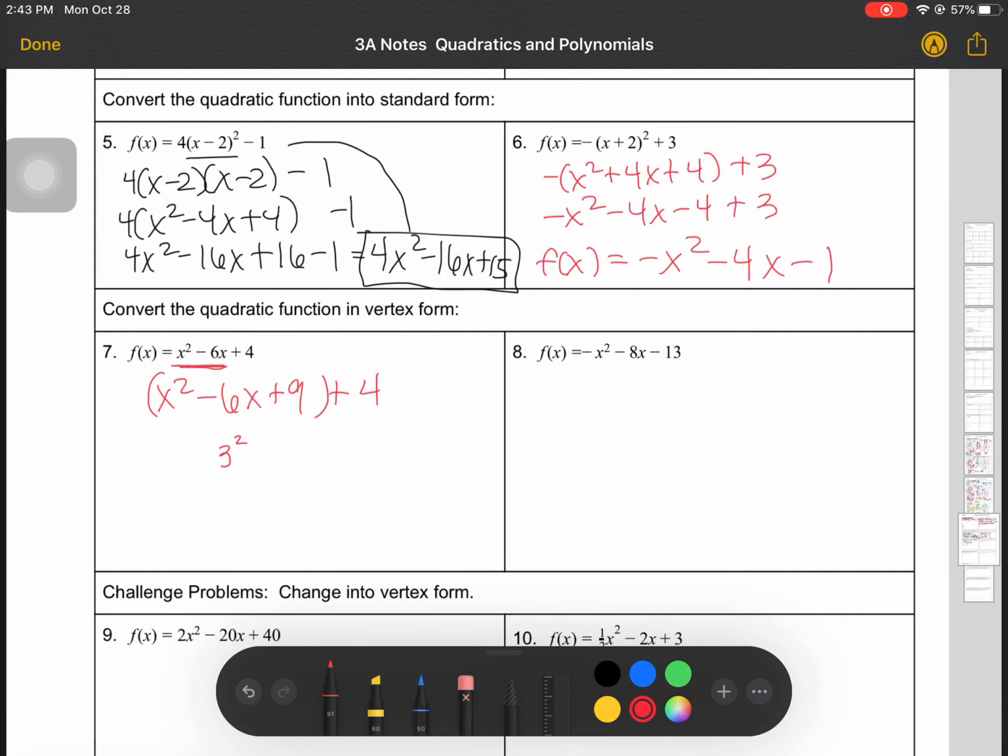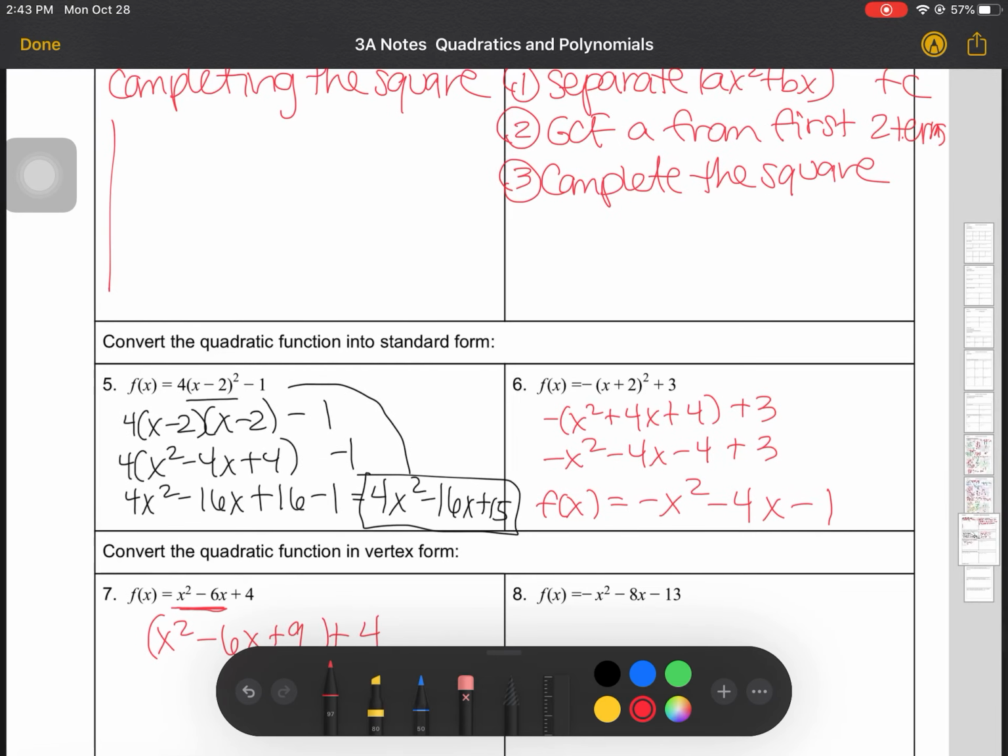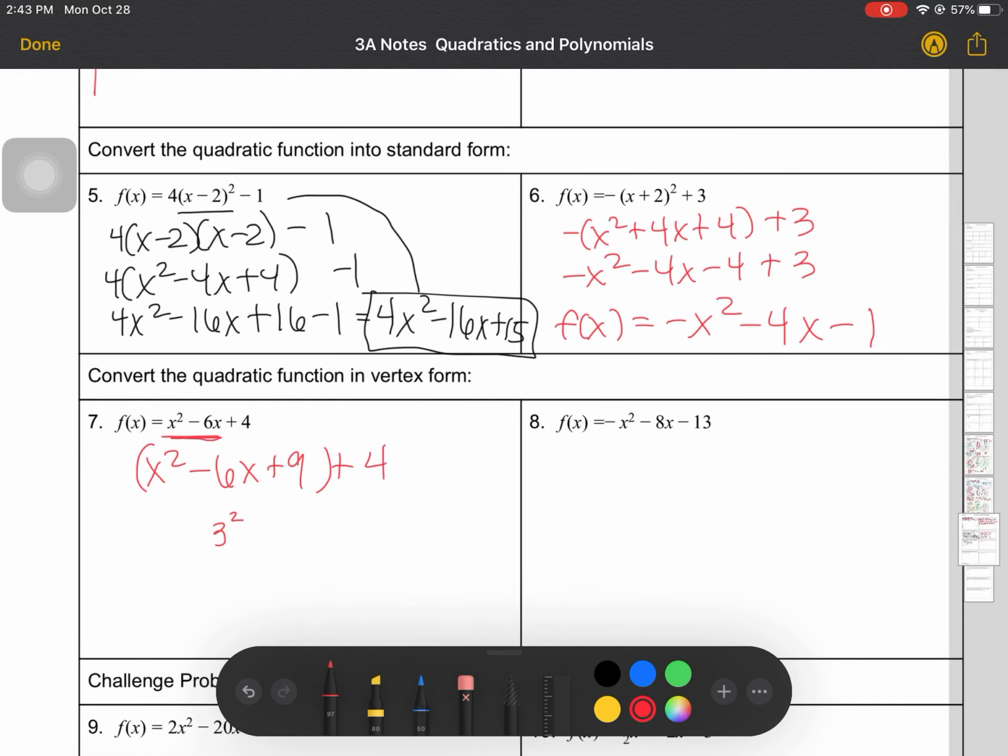What's extremely important, we are not allowed to just randomly add 9 to a problem because we feel like it. So when we complete this square, we need to cancel out the math in the other part of the problem. So since I have added 9, the only way that that doesn't change my problem is if I also subtract 9.